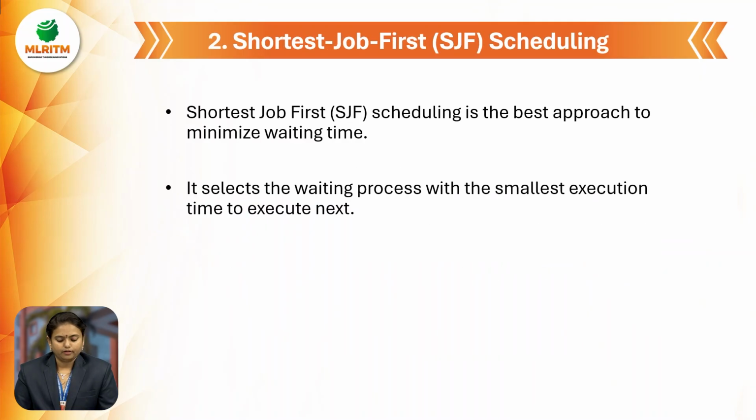And the next scheduling algorithm is the shortest job first scheduling algorithm. In the name itself, it is the shortest job first. So based on the minimum burst time, the CPU will select the smallest execution time to execute next. And also this shortest job first algorithm is the best approach to minimize waiting time.